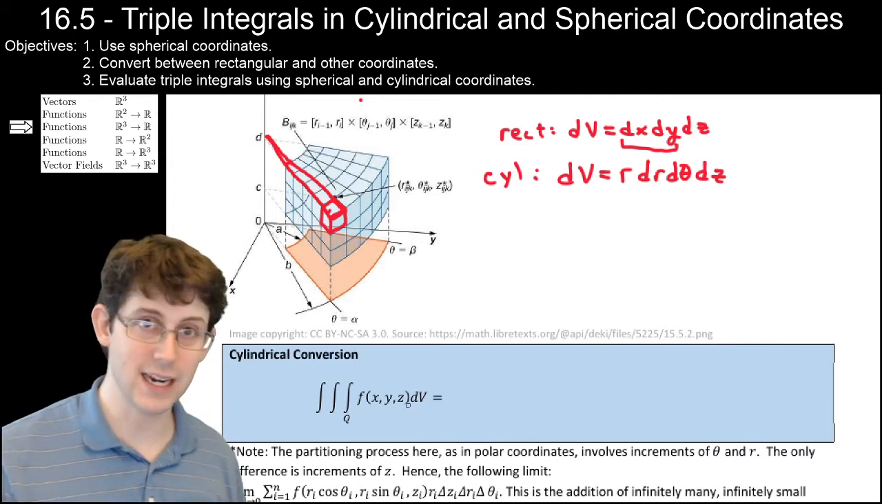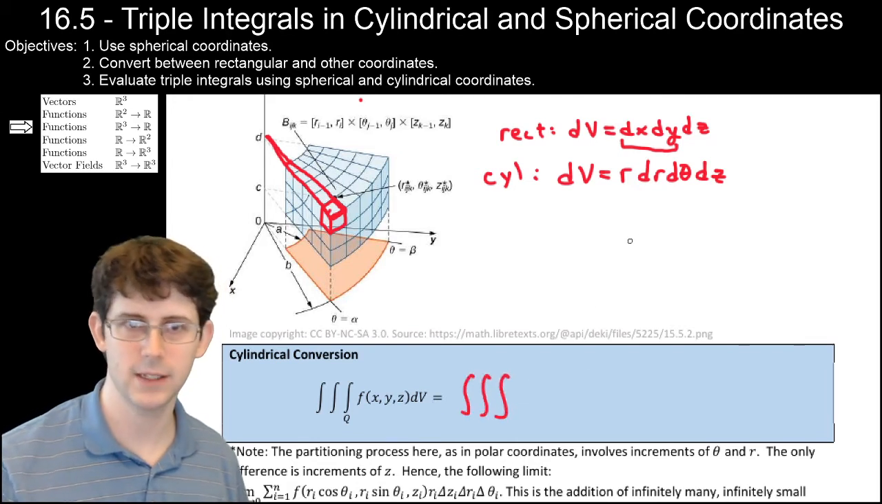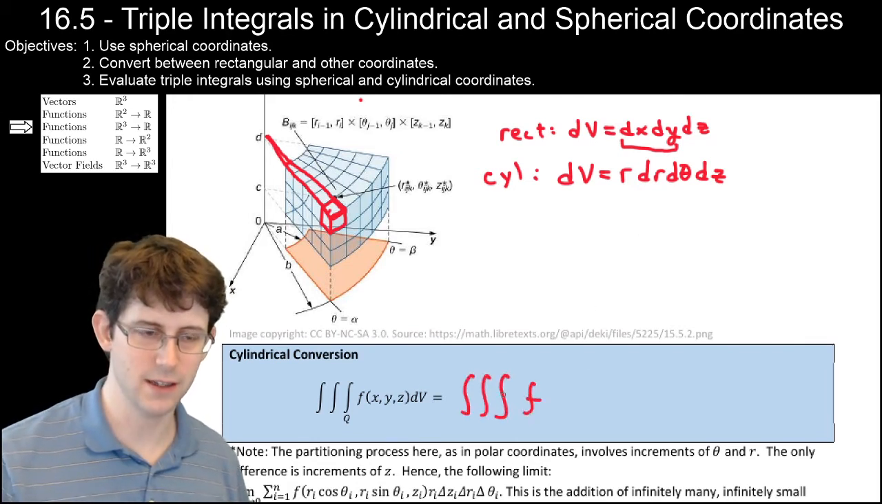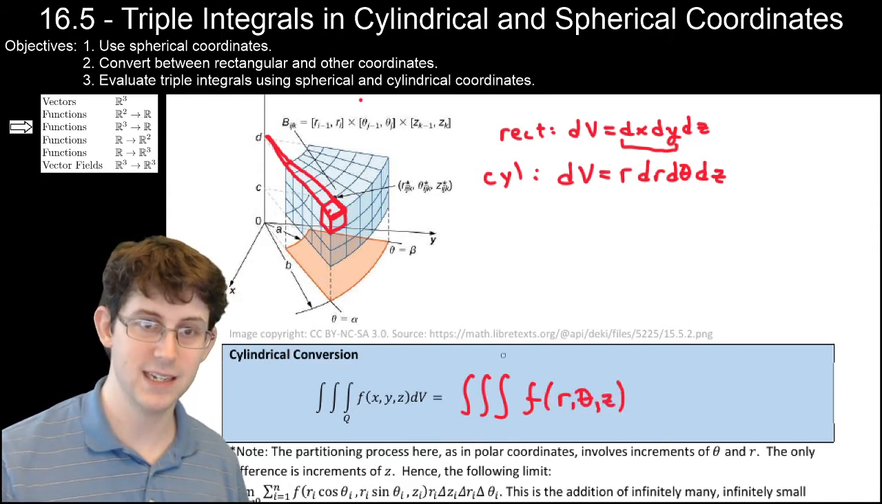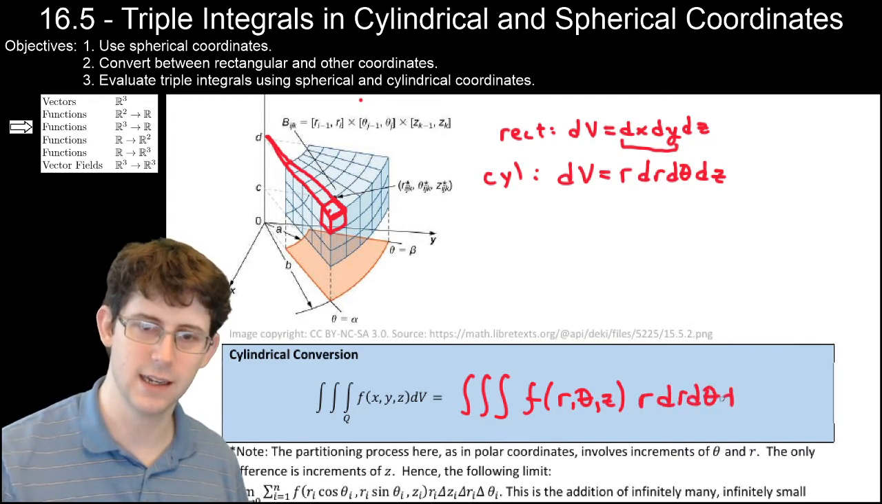So when you integrate a function dV and you want to do it in cylindrical coordinates, you just leave the function alone, except, I mean, you need to convert it to r, theta, and z. But then dV can be written as r dr d theta dz.